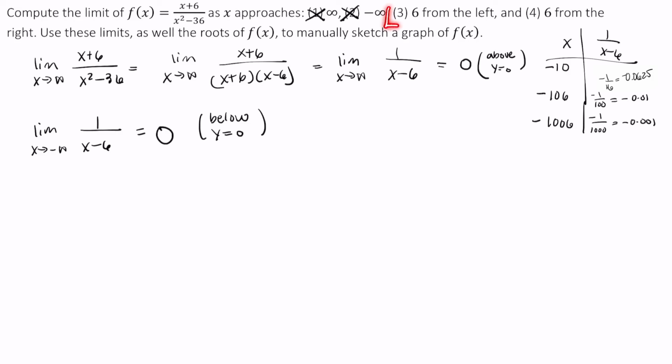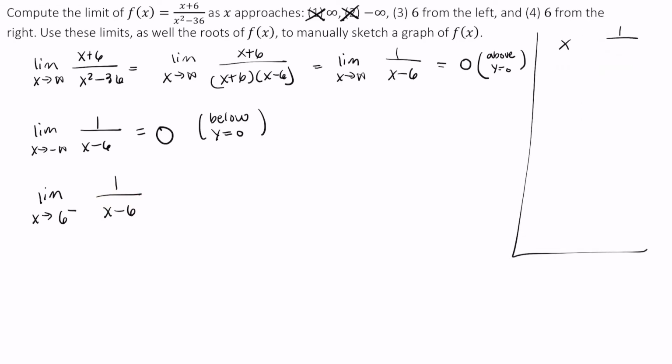Now let's evaluate the limit as we approach 6 from the left. So the limit as x approaches 6 from the left, and again, I'm going to skip straight from this algebraic step to this one. As I get closer and closer to 6, I'm going to get a 0 in my denominator. So let's look at a table. Here's x, and here's 1 over x minus 6. And we're approaching from the left, so we're approaching from values that are smaller than 6.